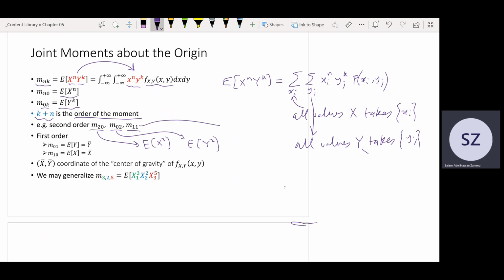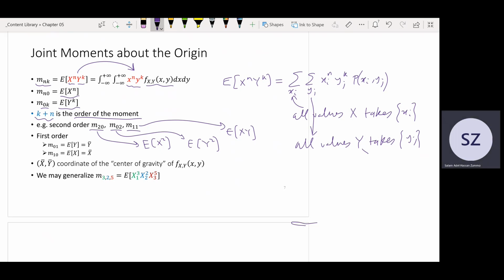But what about this one? X, y. We call this correlation. Correlation gives you on average how much x and y are related. Related means they go together, they increase together or decrease together. We will talk about it.